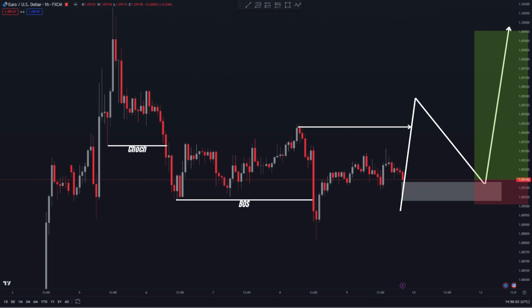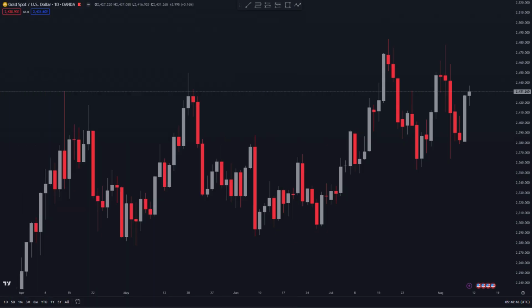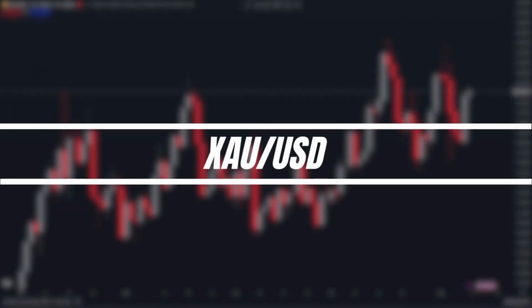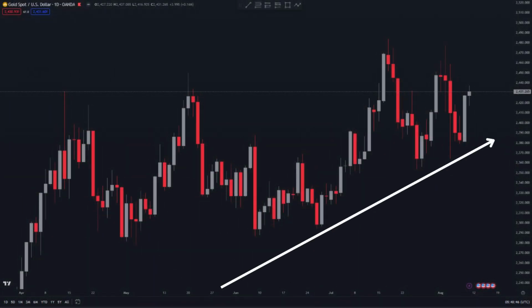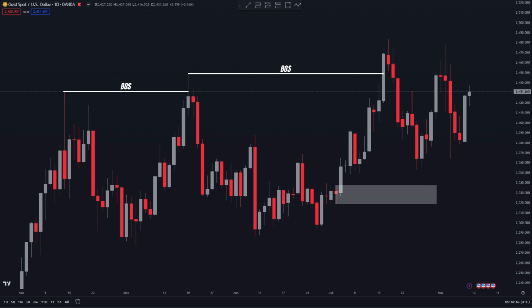This is what you should expect on euro to US dollar in the upcoming week. Just be patient and let the market play out. Now, let's move on to gold ounce per US dollar. We're in a clear uptrend here, marked by consistent breaks above previous highs. From this higher time frame structure, we can pinpoint an extreme demand zone, indicating that we'll be looking for long-term buying opportunities on this pair.